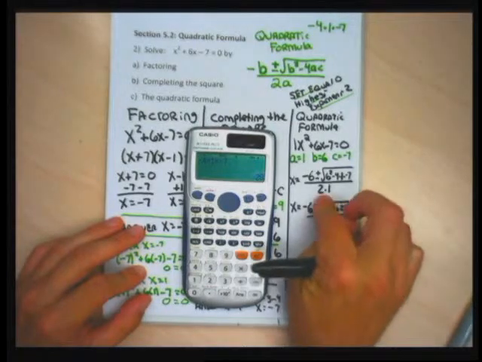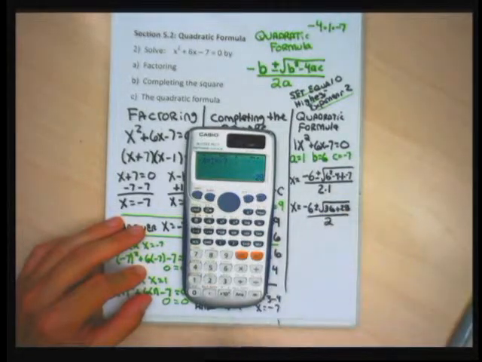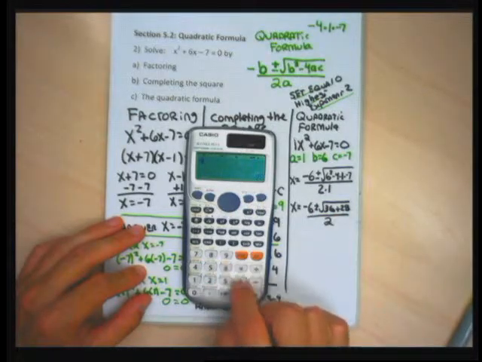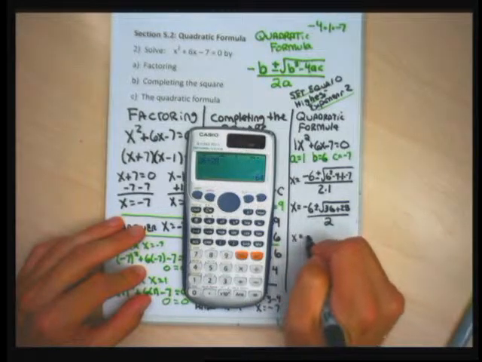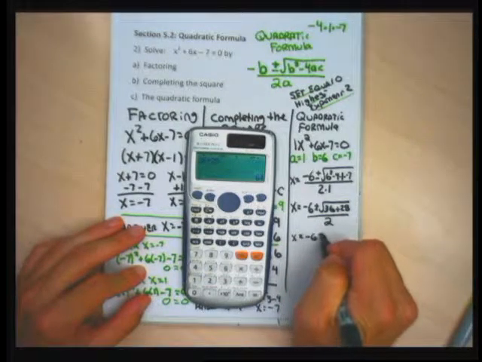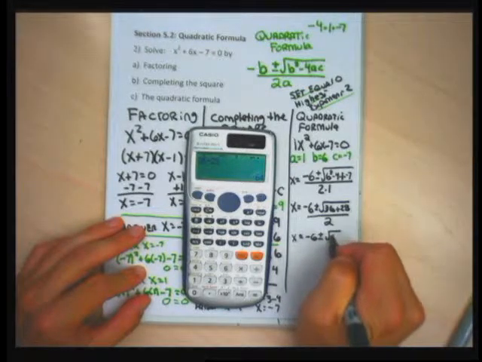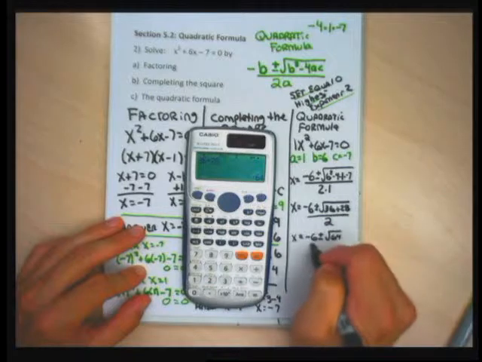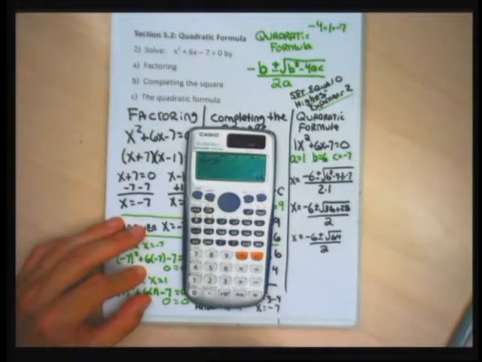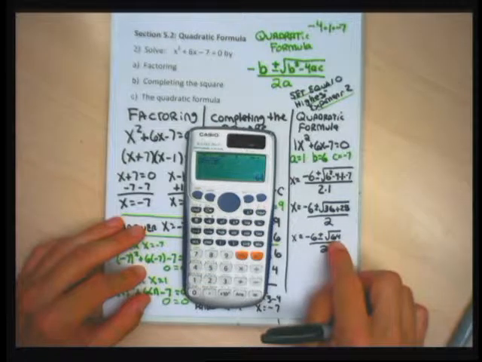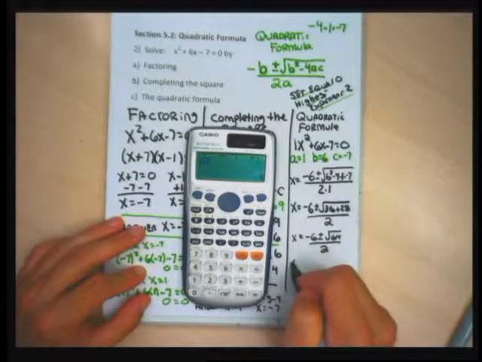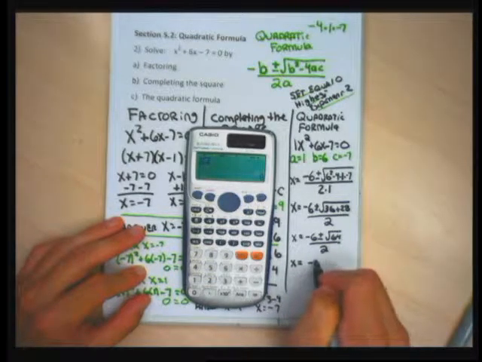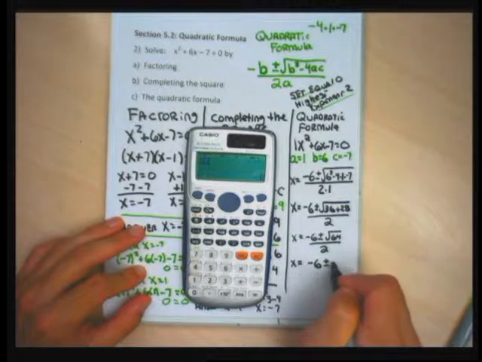And it's not that hard for me to do 2 times 1 in the denominator, so I'm going to change that to 2. Now the 36 plus 28, I'm going to simplify, and 36 plus 28 apparently is 64. So now I can write x equals -6 plus or minus the square root of 64, because 36 plus 28 is 64, over 2. I'm going to find the square root of 64 so I can get rid of the square root symbol. So the square root of 64 is 8. This is going to give me x equals -6 plus or minus 8 over 2.